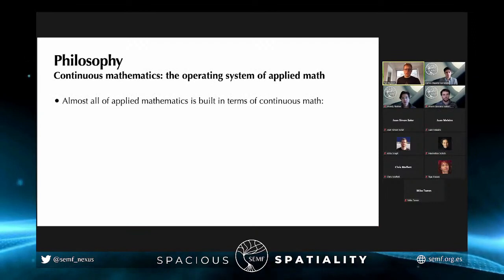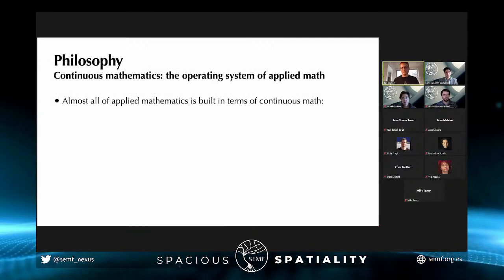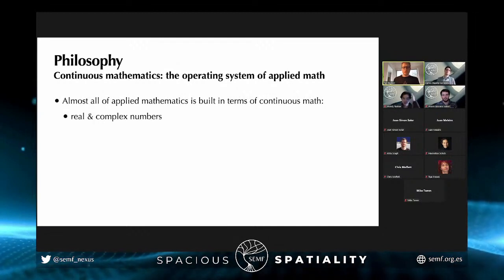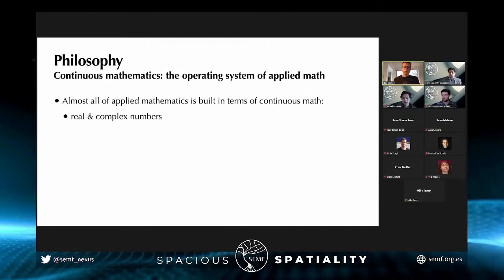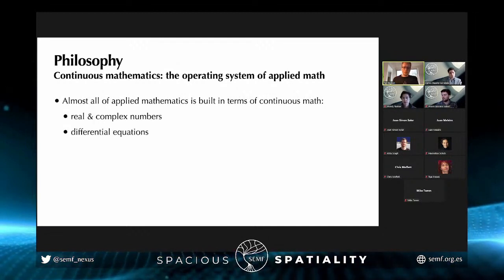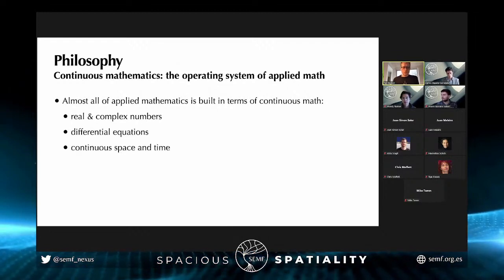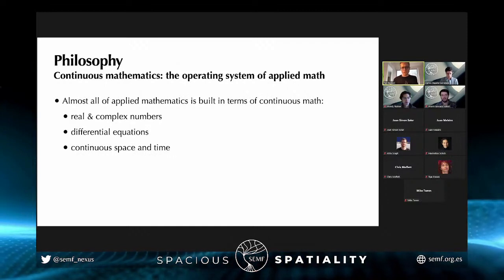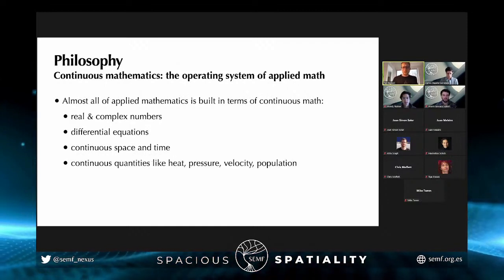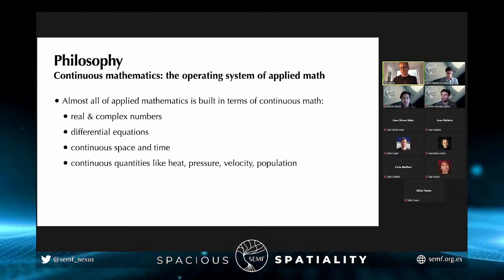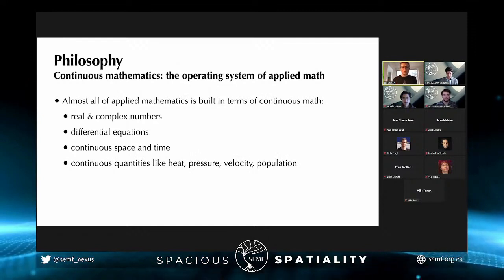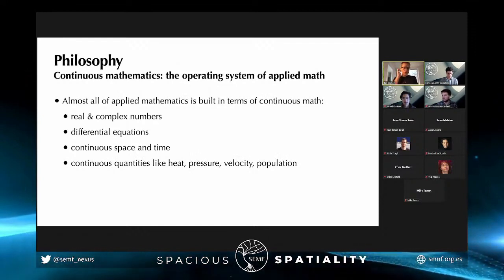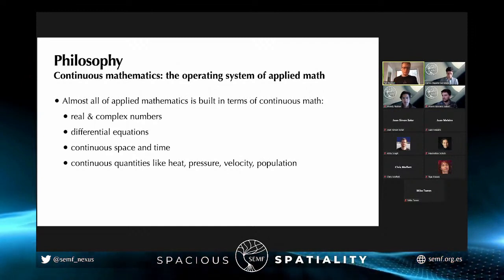So almost all of applied mathematics is built on top of continuous mathematics. That means things called real and complex numbers. Differential equations make use of them. We assume as a starting point that space and time are continuous, and that the quantities we're trying to model, whether it be heat, pressure, velocity, or populations for some biological system, are all continuous quantities that change continuously with time.